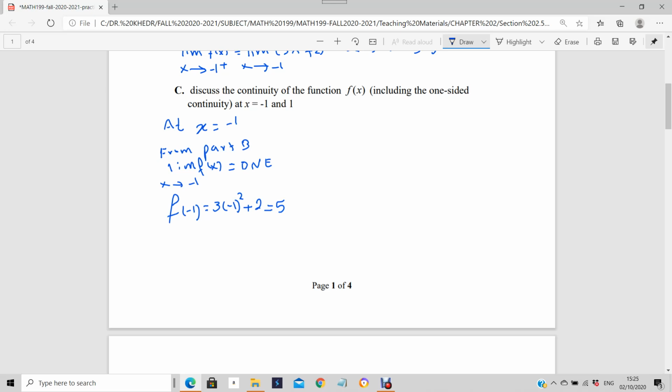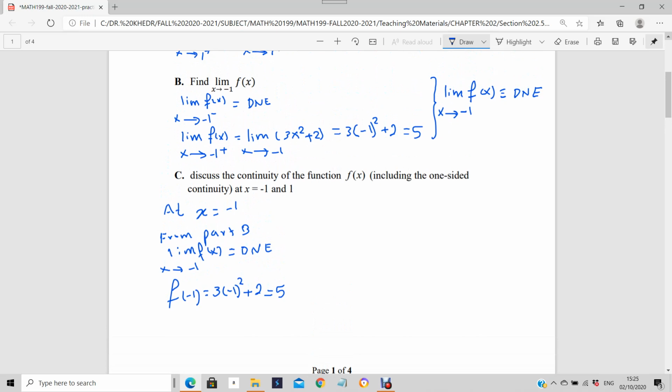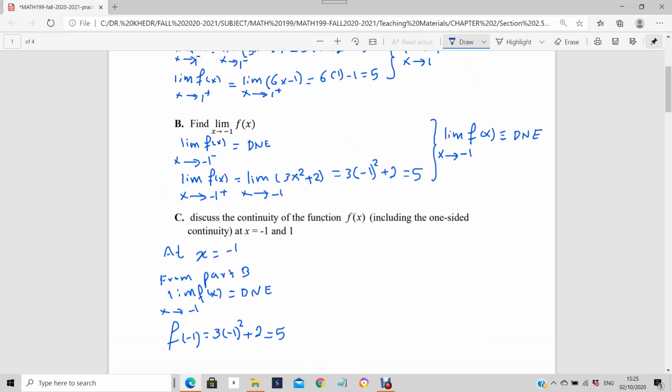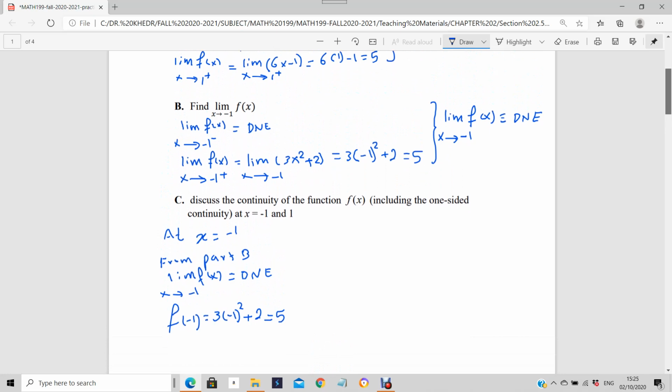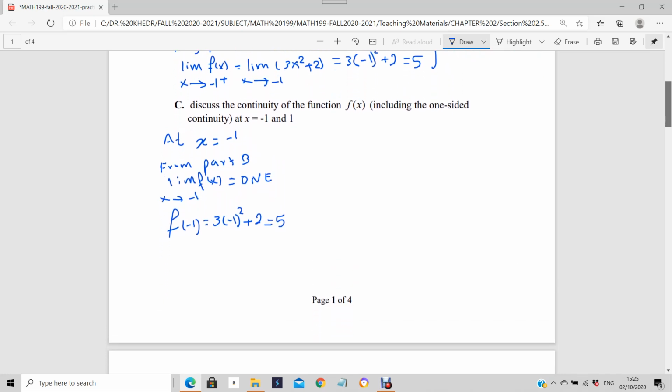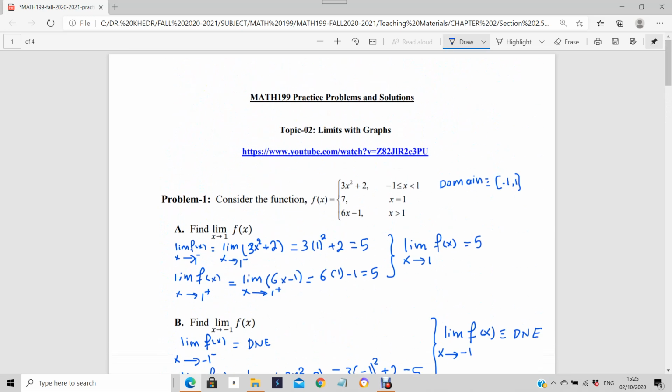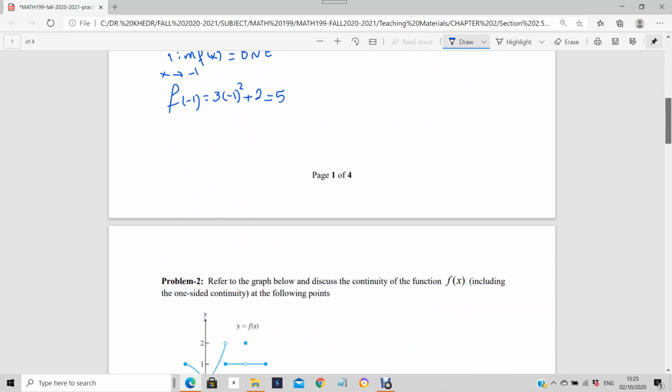See, the function here is not continuous at x equals -1. Why? Because the limit does not exist, and we said if the limit of the function does not exist, then the function is discontinuous. However, there is one-sided continuity. Why? Because this -1 is the end point, the left end point. So there might be continuity at this end point.